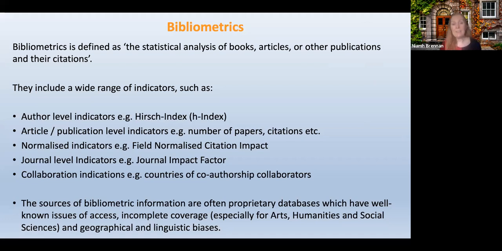The normalized cite indicators, we'll have a look at those a little bit later, like the field normalized citation impact. Journal level indicators like the journal impact factor, that is highly controversial at the moment, and collaboration indicators like countries of co-authorship collaborators. Those latter ones are really very important, increasingly important.